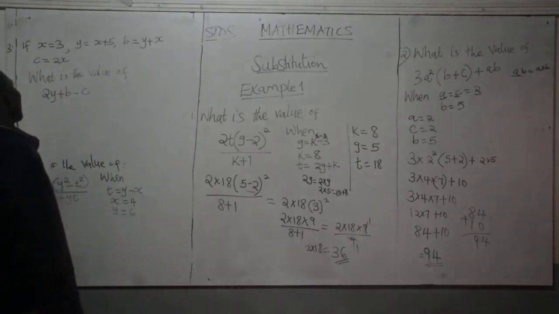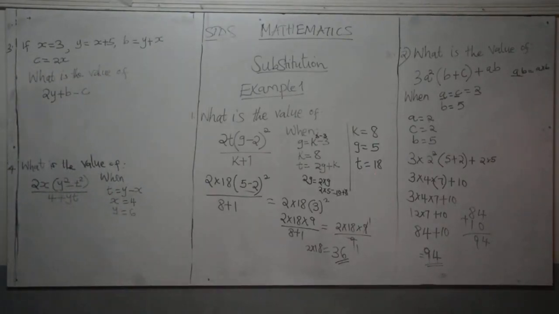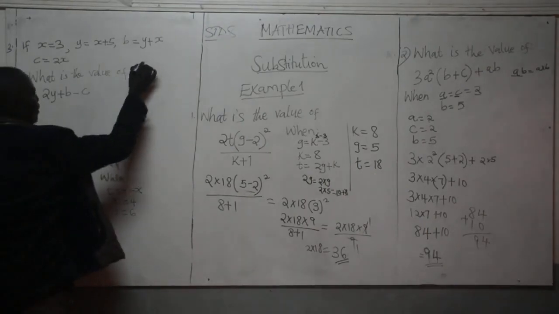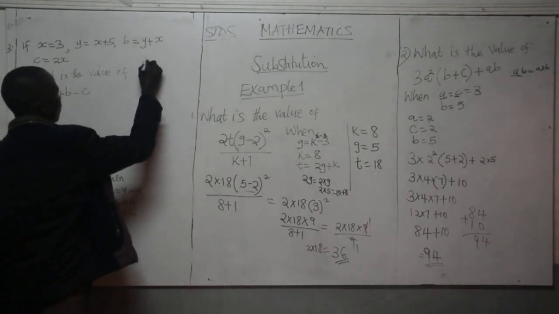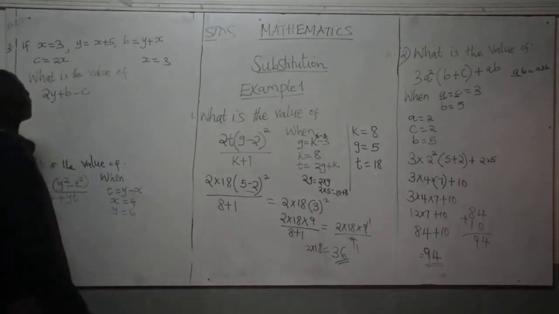Now let us again look at example number 3. They are saying if x is equal to 3, y is equal to x plus 5, b is equal to y plus x, and c is equal to 2x. What is the value of 2y plus b minus c? So we have the exact value of x as 3.